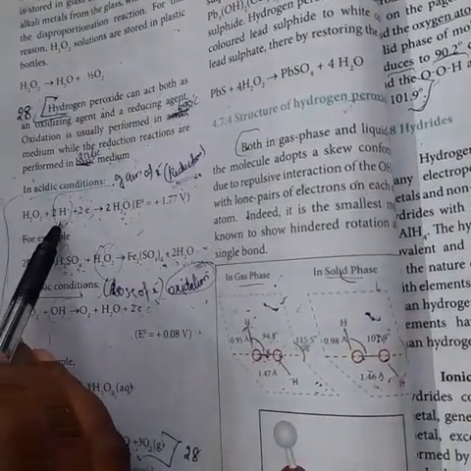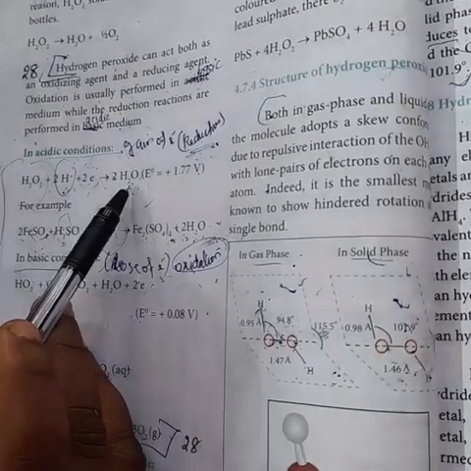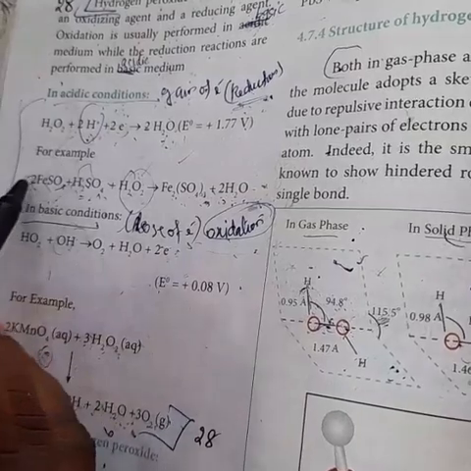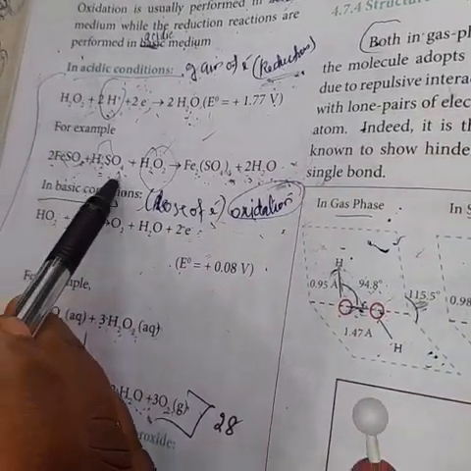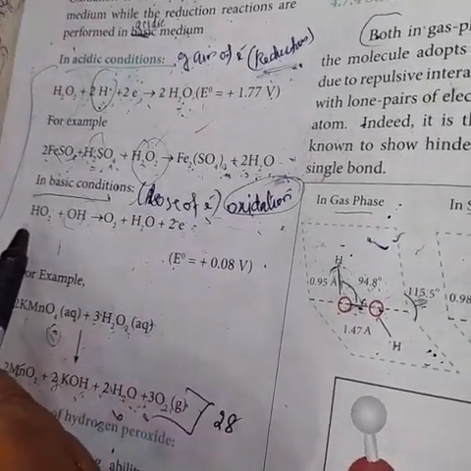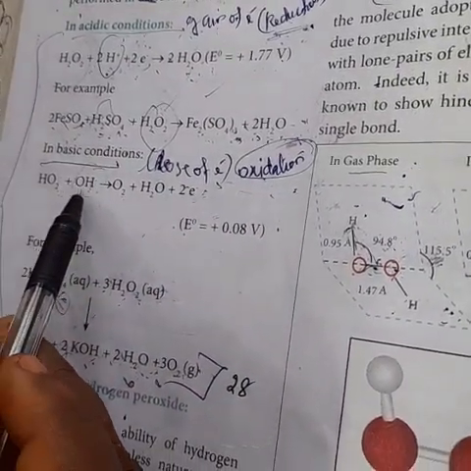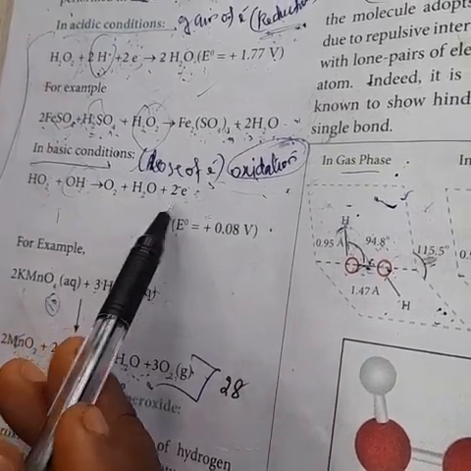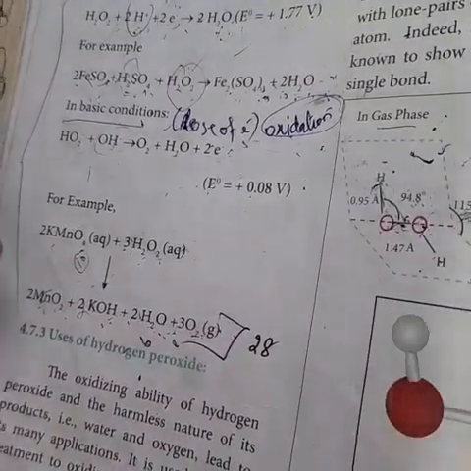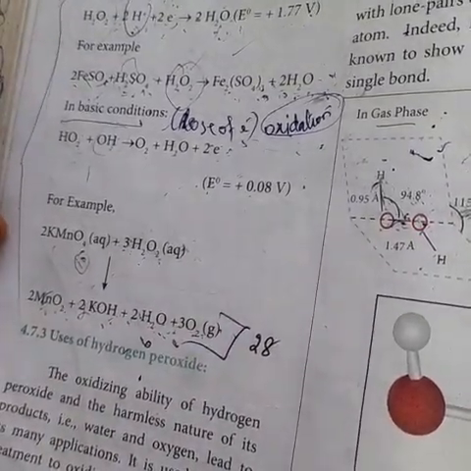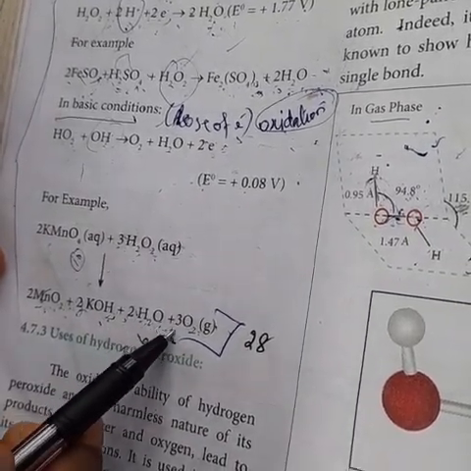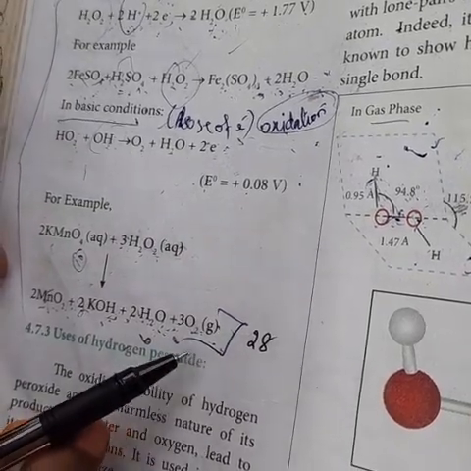In acidic medium, H2O2 plus 2H+ plus 2e- gives 2H2O. The reduction potential value E0 is equal to plus 1.77 volt. For example, 2FeSO4 plus H2SO4 plus H2O2 gives Fe2(SO4)3 plus 2H2O. In basic condition, HO2- plus OH- gives O2 plus H2O plus 2e-. Okay, so the reduction potential value is plus 0.08 volt. For example, 2KMnO4 in aqueous solution plus 3H2O2 in aqueous medium produces 2MnO2 plus 2KOH plus 2H2O plus 3O2 gas. Up to here, you have to mark.